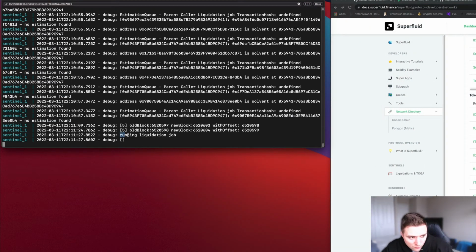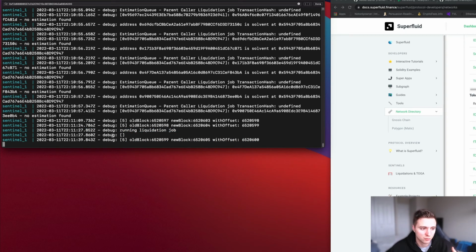You can see here every few blocks we'll get a return of just an empty array after running a liquidation job. This means there wasn't a liquidation job at all. We're just constantly getting information about the protocol. We're logging it. This is another reason why you might want to run a Sentinel without running any liquidations, because you can get some interesting information on what's happening at the protocol level.